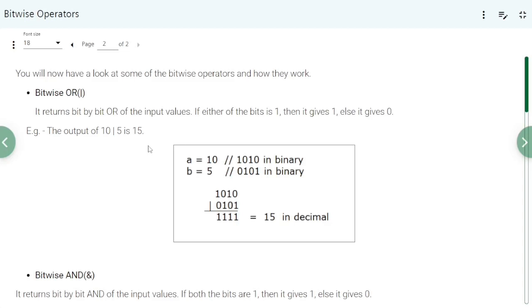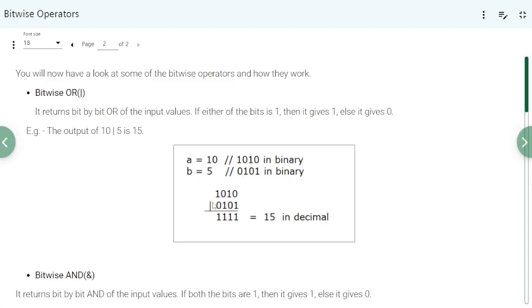Okay, let's take an example now. Suppose we have the decimal number 10 and the decimal number 5. Now we want to operate on these by using this bitwise OR. So what will this OR do to 10 and 5? Suppose we have a variable a with the value 10, and you can convert this 10 into binary. You know this. Now you will get 1010, which is 10. Now you have a variable b with 5 in it, and you can convert it also. You will get 0101 in binary.